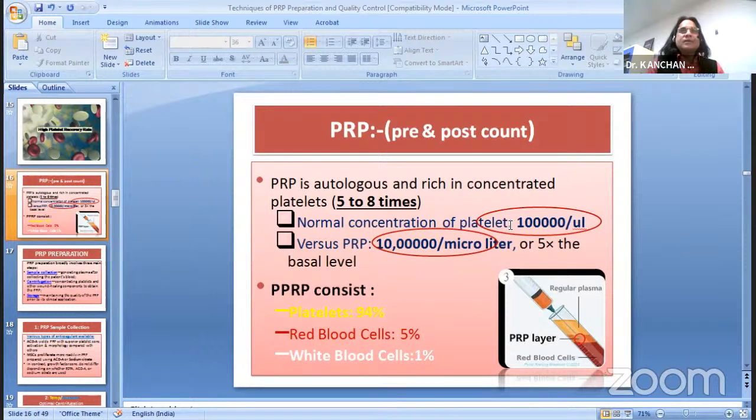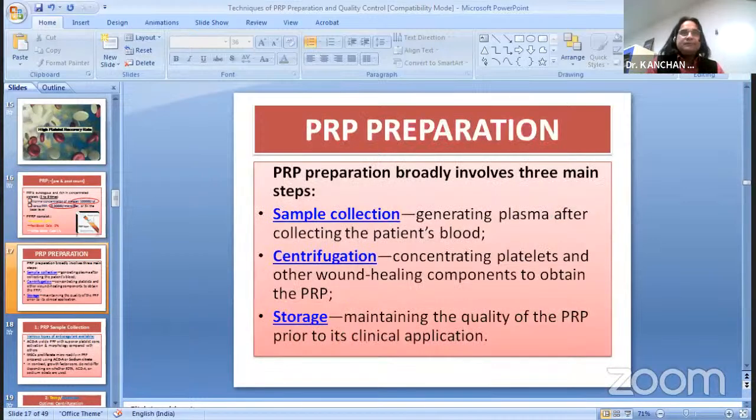The normal platelet concentration in the body, the pre-count, is 1 lakh per microliter. But after making the PRP, it must be more than 5-fold, about 5 lakh per microliter. If you don't do the pre-count and post-count, you're not sure whether you really have the required concentration. PRP is considered 94% platelets, red blood cells about 5% and white blood cells about 1%. So pre-count and post-count are very important.